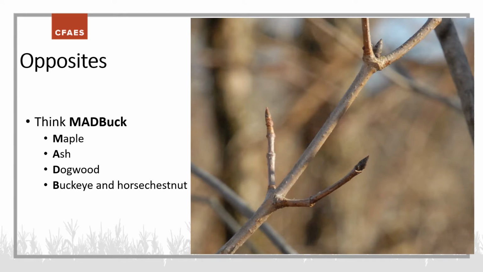Then let's look at the opposites. So when we think about the opposites, there's a small group of trees that fall into the opposite branching, opposite leaf attachment, opposite buds, and that's mad buck. And it stands for maple, ash, dogwood, and buckeye, with the horse chestnut thrown in there with the buckeye. So you can see here the branching pattern is opposite, and up here is opposite. A little hard to see the buds here, but you can kind of see as you look farther down. But this is the rule of thumb. So if you're looking at a tree and you're looking at the branching pattern and you see that it's opposite, you already have a smaller group of tree species that you want to think about.